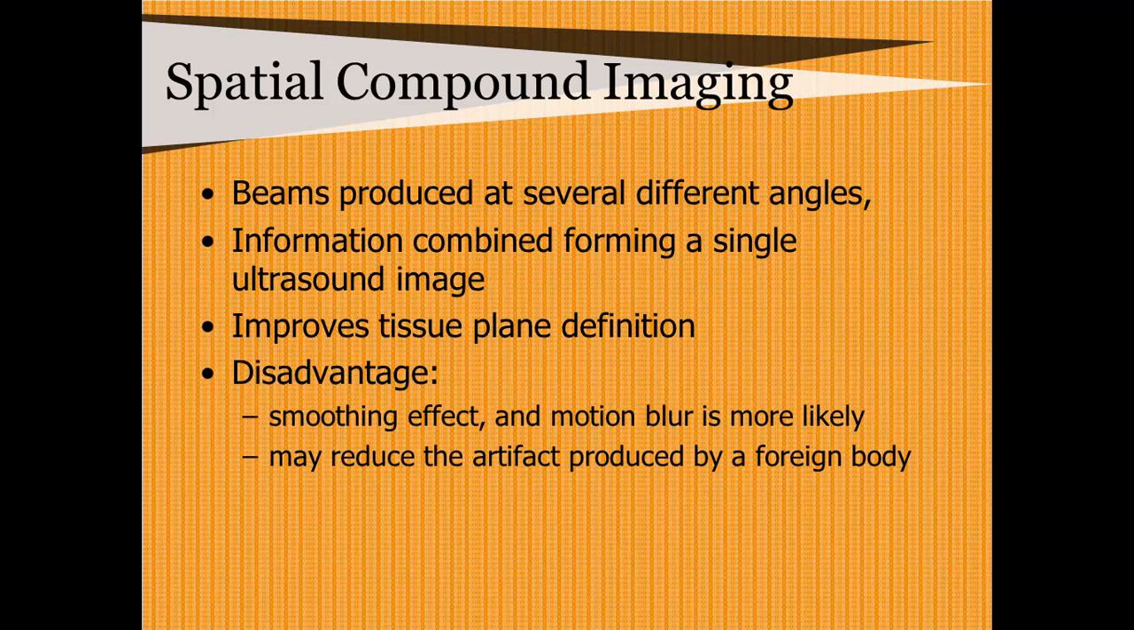So compound imaging is where beams are produced at several different angles. The information is combined and it forms a single ultrasound image. So it improves your plane definition. The disadvantage to this is that it has a smoothing effect. Motion blur is likely, and you can reduce artifact produced by foreign bodies or even calcium sometimes with it.